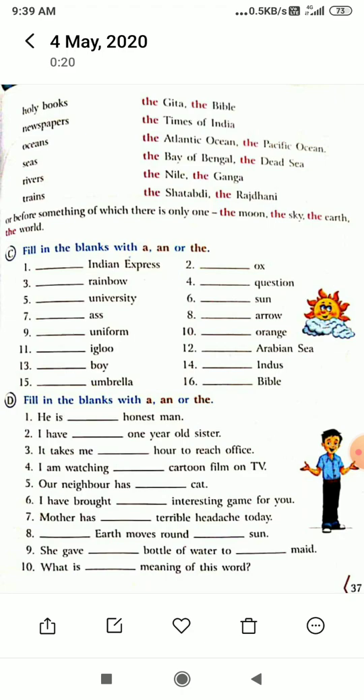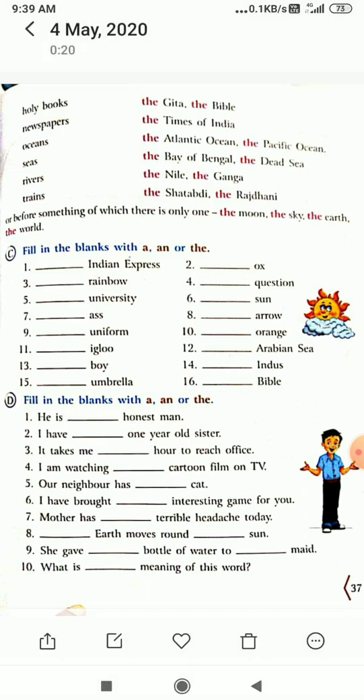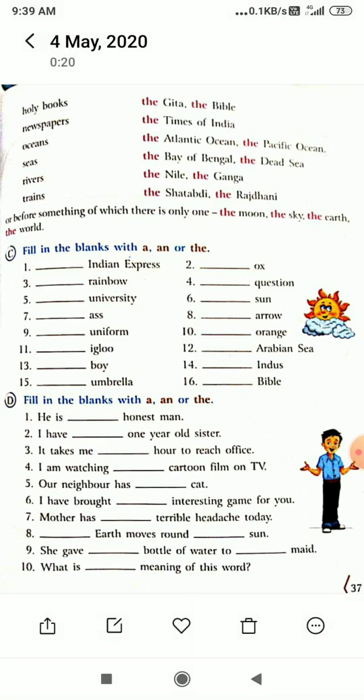Newspaper, the Times of India, or the Hindustan Times. Like we use the before a newspaper's name. Oceans, the Atlantic Ocean, the Pacific Ocean. Seas, the Bay of Bengal, the Dead Sea. Rivers, the Nile, the Ganga. Trains, the Shatabdi, the Rajdhani. Or before something of which there is only one, the things which are only one in the world, we will use the before them, like the moon, the sky, the sun, the earth, the world, because these things are only one in the world.